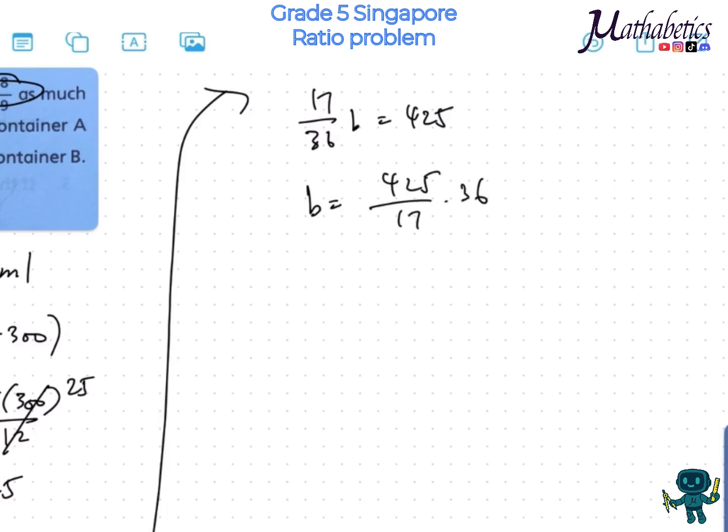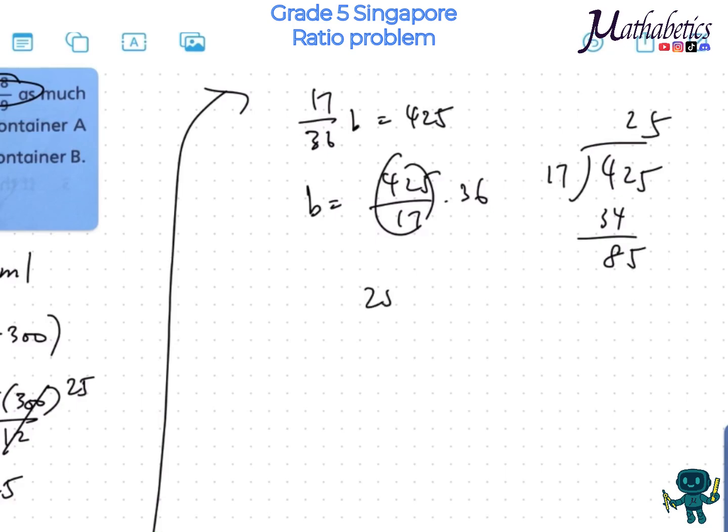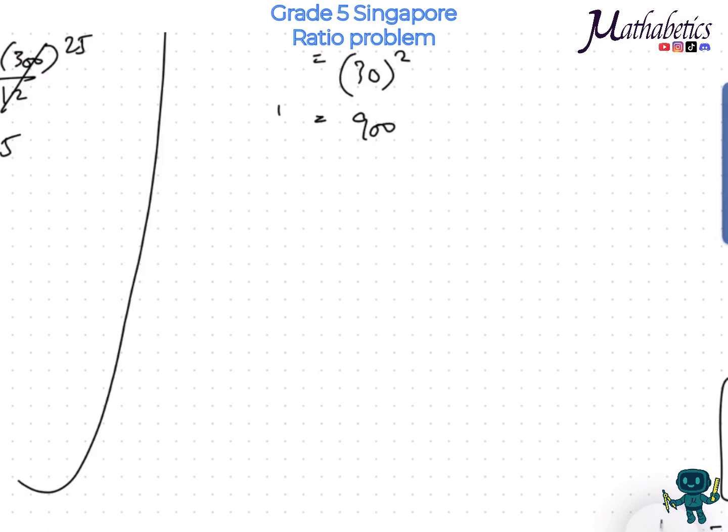I can't simplify that, but we have to try to figure that out. 425 divided by 17, that's 25. So 25 times 36 is equal to B. Now I'm not going to do that. I'm just going to write 5 squared times 6 squared, which is 30 squared. That's 900. So we know B is 900.